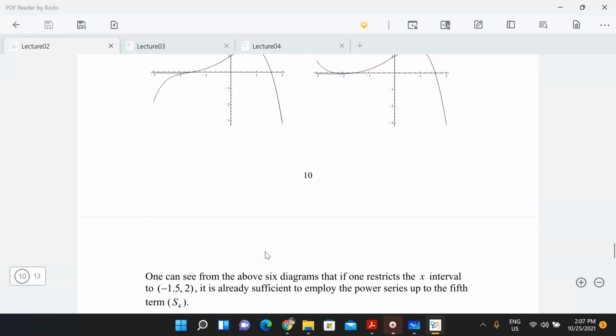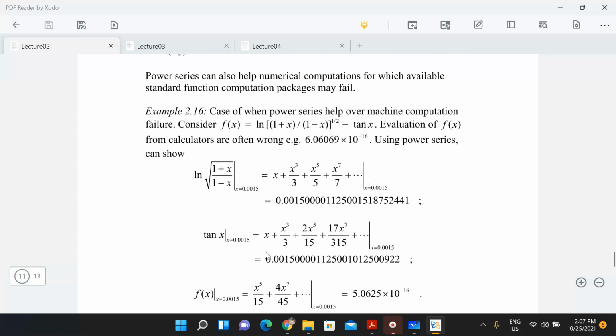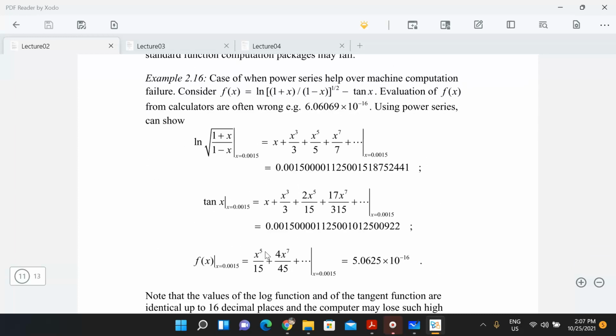So today we continue from where we stopped. There are cases where knowing the power series of the functions that we want to evaluate can help us understand why certain computers give you wrong answers. Here is an example, given by the difference of two functions, which is the log of the square root of (1 plus x) over (1 minus x). So the square root is on the argument of the log.